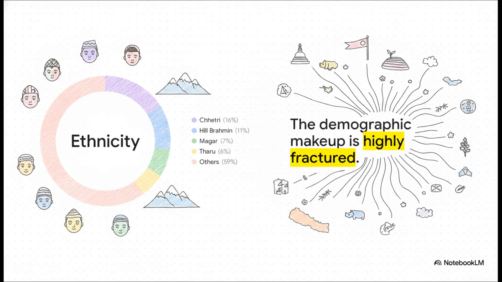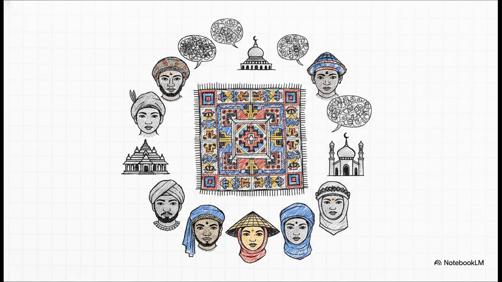Notice that the others category accounts for nearly 60% of the population. That really underscores a deep, systemic diversity that policymakers have to navigate every single day. From a statistical standpoint, the 2021 census officially recognized an increase to 142 distinct castes and ethnicities, up from 125 in the previous census, and these groups speak an incredible 124 mother tongues.